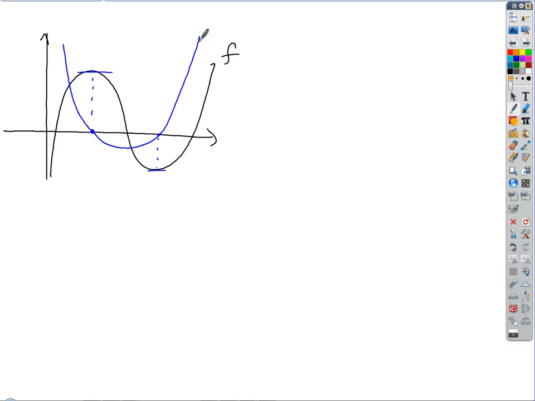Okay, let's look at the second derivative. Now, if I want to graph the second derivative, am I really looking at the blue graph or the black graph most conveniently? The blue graph.